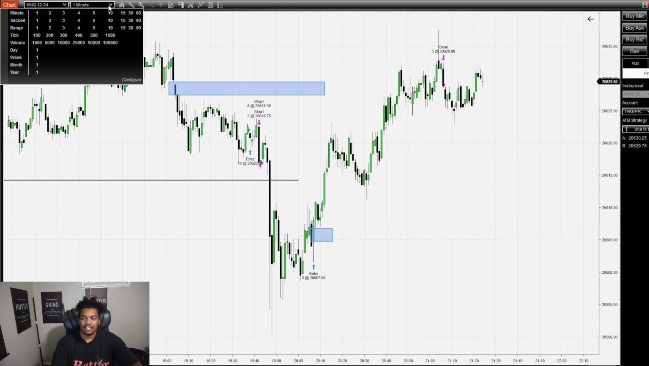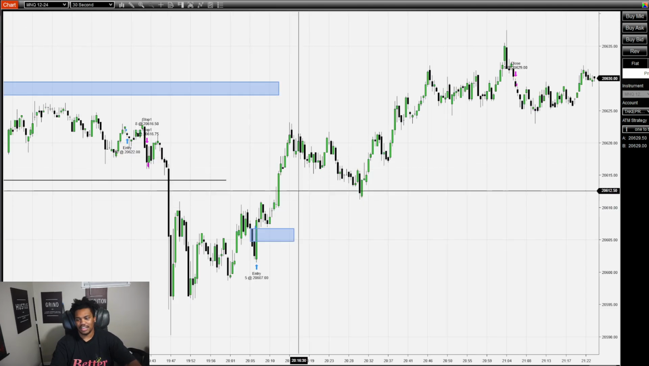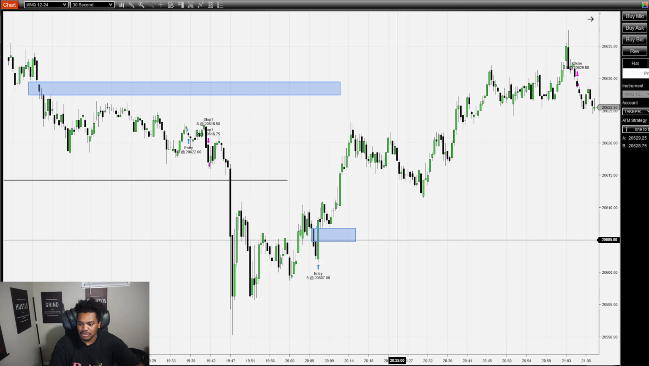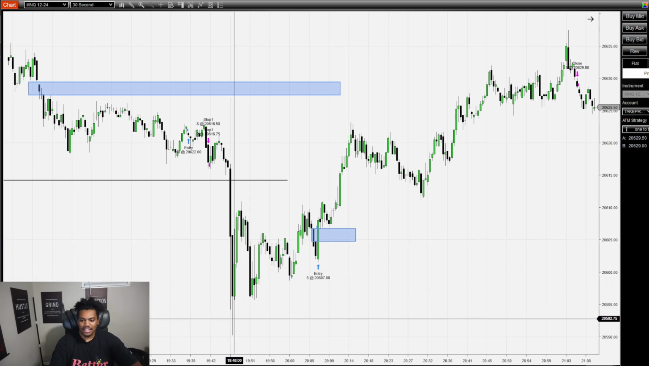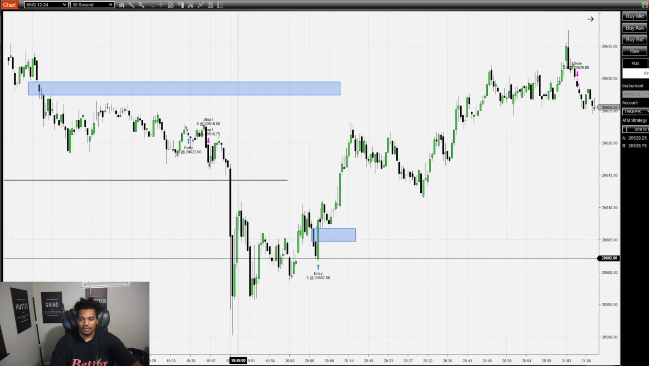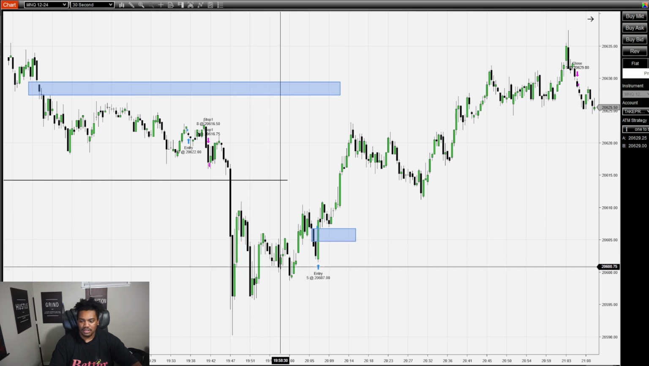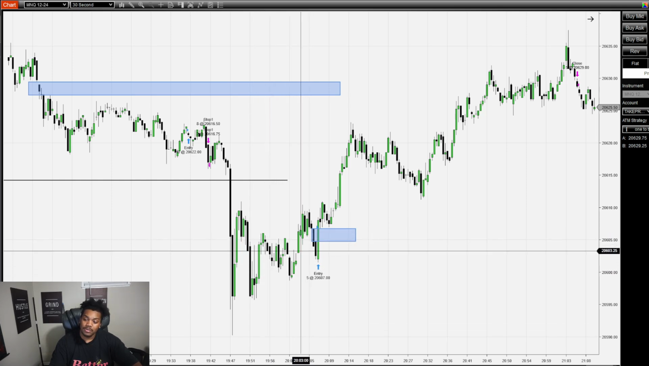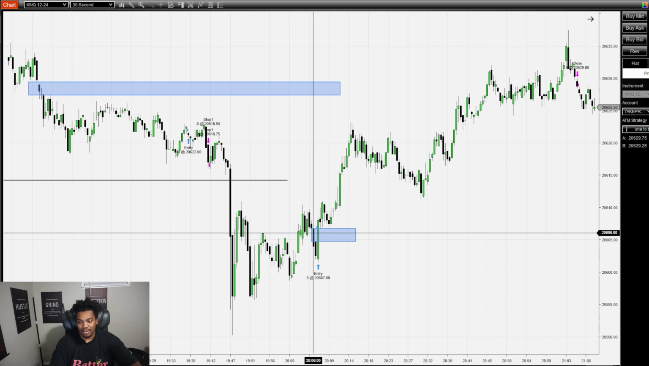Once we had that sweep, I was looking at the 30-second when it comes to inversion fair value gaps. I like the 30-second just because I'm so used to it by now. So once we had that sweep within that key level, we kind of played within this range, right? And what I noticed was once we created this fair value gap, I wanted to see price actually inverse it.